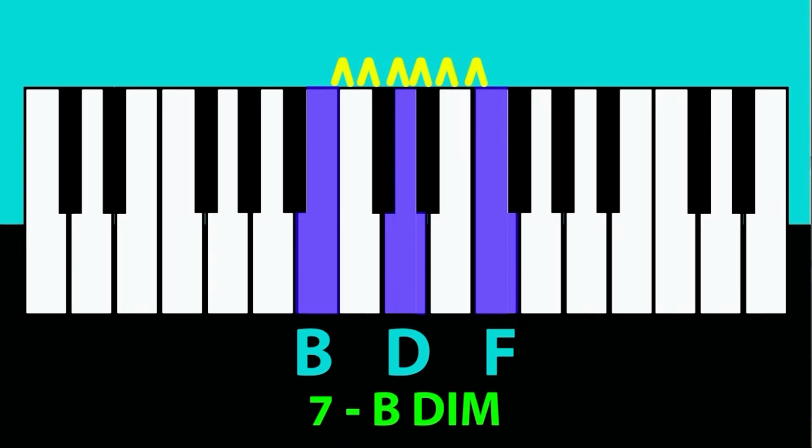For B diminished, we have B as the root. We move 3 semitones to D, our minor third, and then we move 3 semitones again to F, our diminished 5th. The pattern for this diminished triad from the root is 3-3. This relationship between the root and a diminished 5th, or a flat 5th interval, gives it this kind of unbalanced sound. It sounds almost like the chord's gonna fall over.